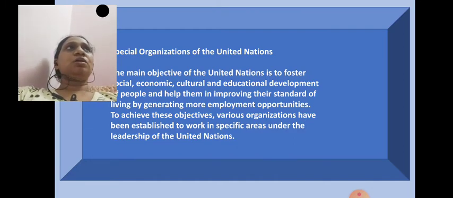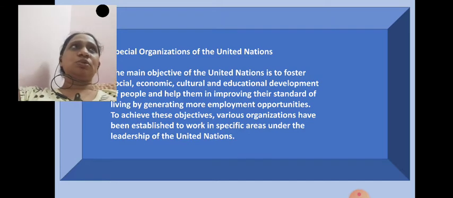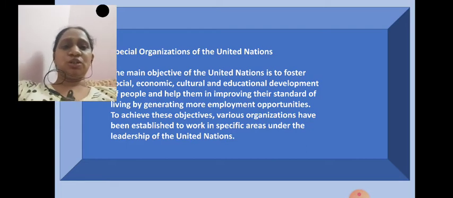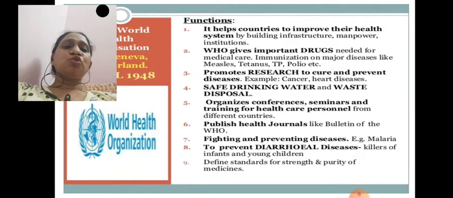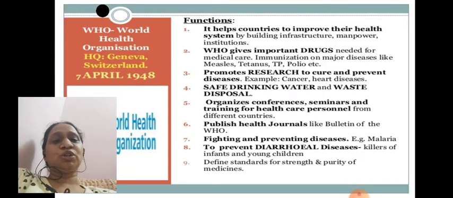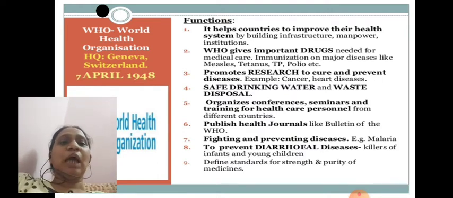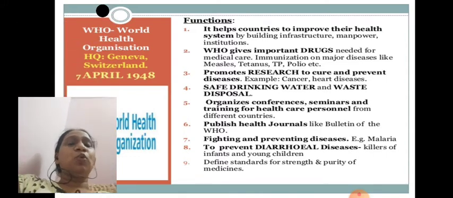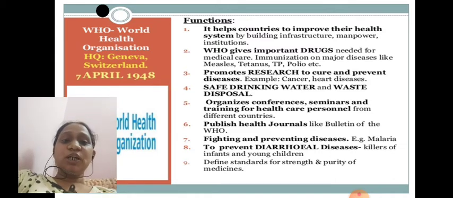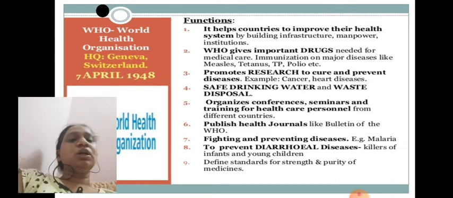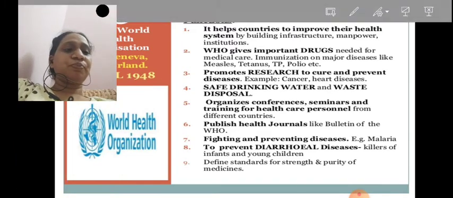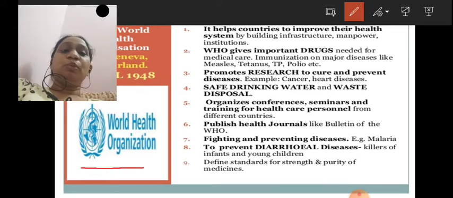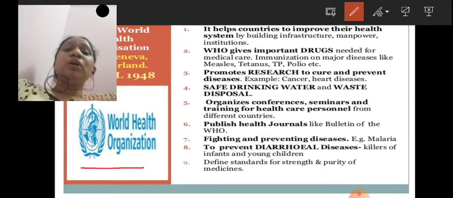Let's look at some of the main, or some of the very popular or famous, organizations of the United Nations. First is the World Health Organization, which we also call by the abbreviation WHO. Its headquarters is in Geneva, in Switzerland. It was established on the 7th April 1948. Here you can also see the symbol of the WHO, the World Health Organization. Now what is its objective?